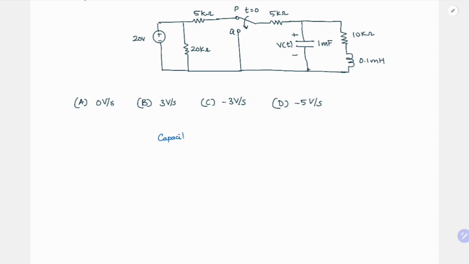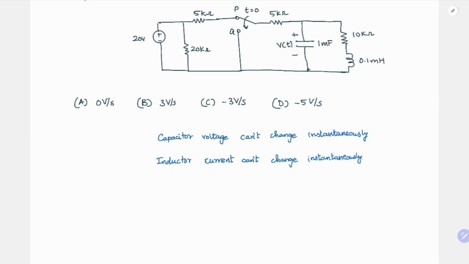So capacitor voltage can't change instantaneously. Similarly, your inductor current can't change instantaneously. So again, why is this the case? If you go back to your basics, for a capacitor voltage to change instantaneously, your current should be infinite. Similarly, for the inductor current to change instantaneously, your inductor voltage should be infinite.